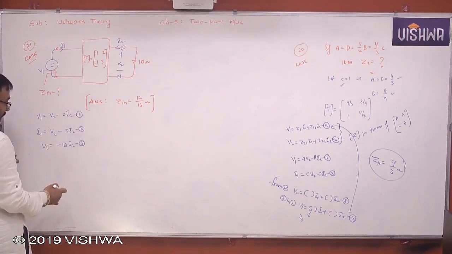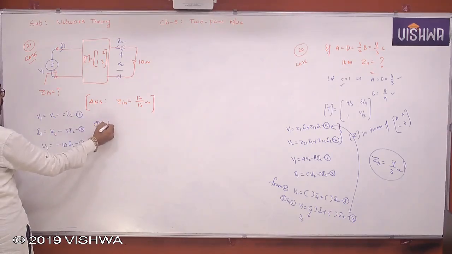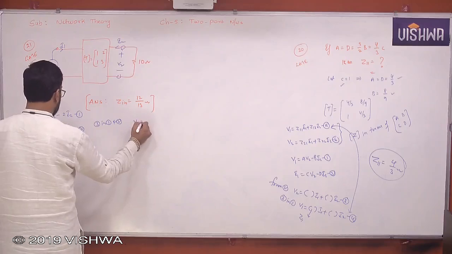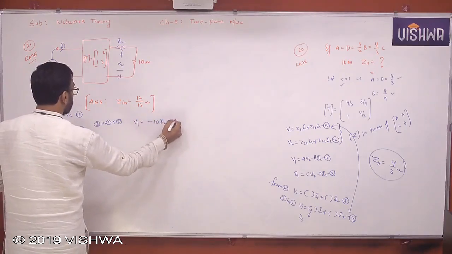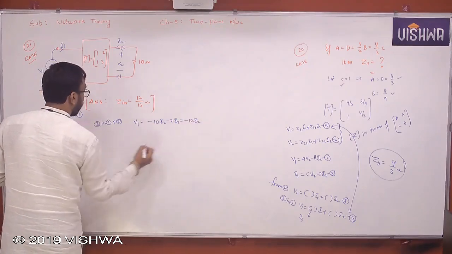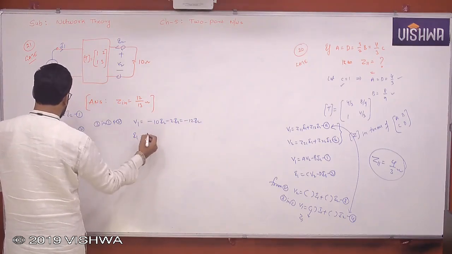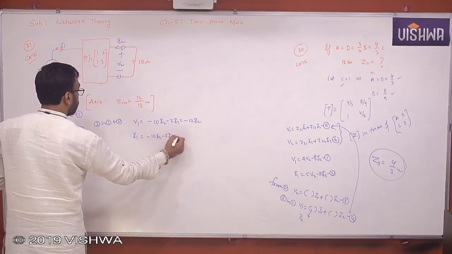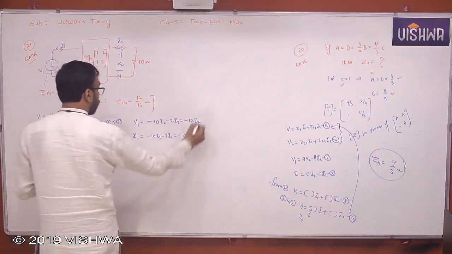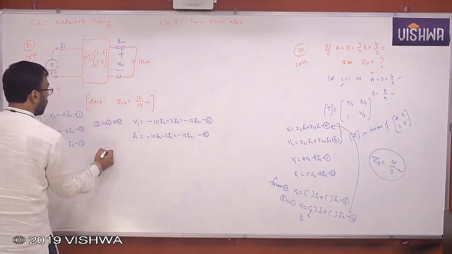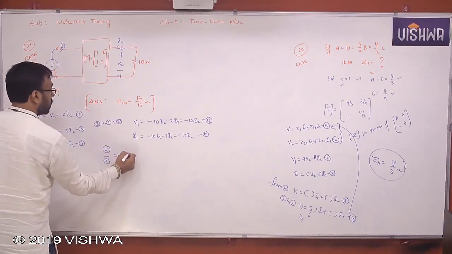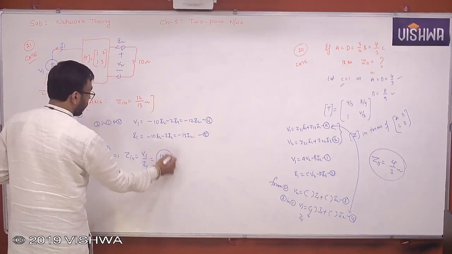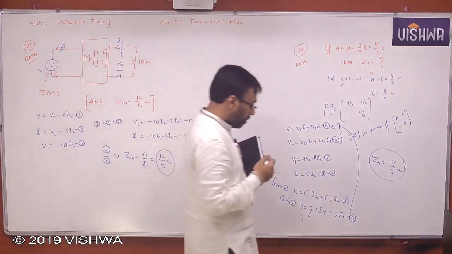I think you can do it easily. So if you substitute 3 in 1 and 2, what do you get here? V1 is equal to minus 10 I2 minus 2 I2, nothing but minus 12 I2. And I1 is equal to minus 10 I2 minus 3 I2, minus 13 I2. This is 4. This is 5. 4 by 5 will give you Zin, nothing but V1 by I1, nothing but 12 by 13 ohm. So I already solved it. You can also solve it. Easy problem. Very simple problem.